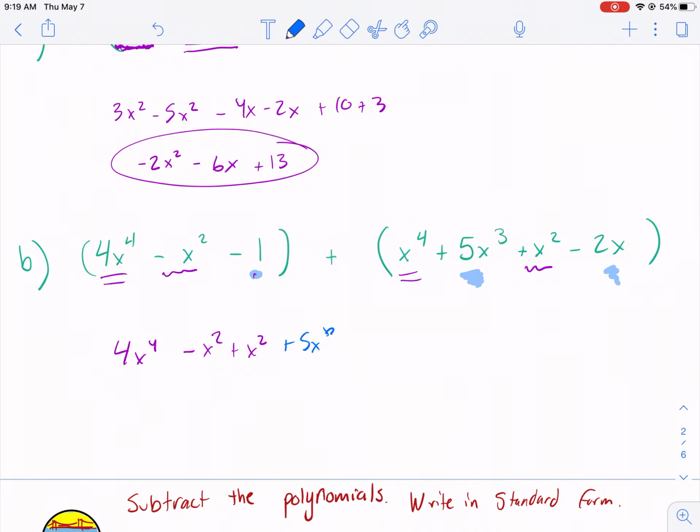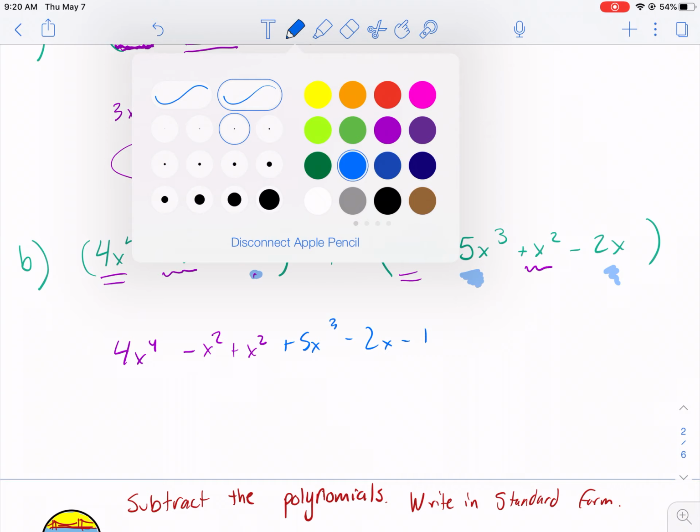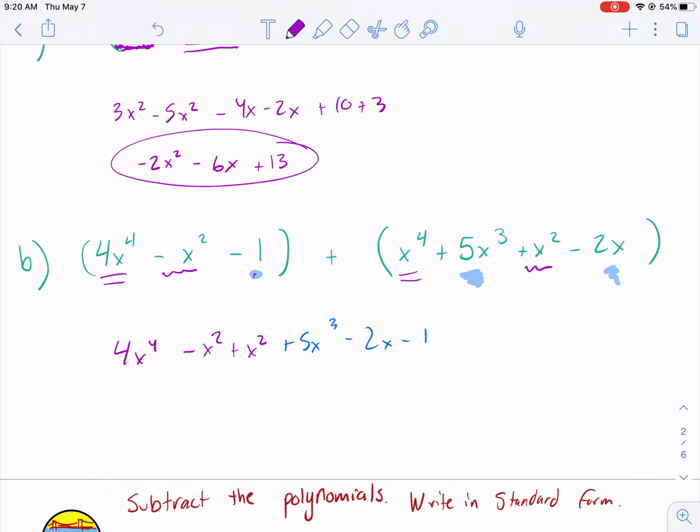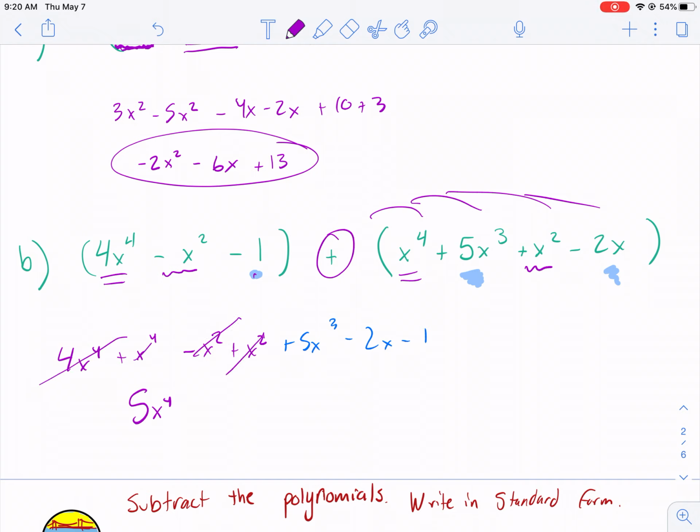So 5x cubed, a little sloppy, 5x cubed minus 2x minus 1. Okay, so let's combine what we can combine. We have 4x to the 4th, plus x to the 4th. I forgot to include the positive x to the 4th. There we go. So we get 5x to the 4th. Because this is a plus, we don't change any of these. 5x to the 4th, done with those. We have negative x squared plus x squared. Those are going to cancel completely. So then we just have plus 5x cubed minus 2x minus 1. We need to make sure this is in descending order, and it is.